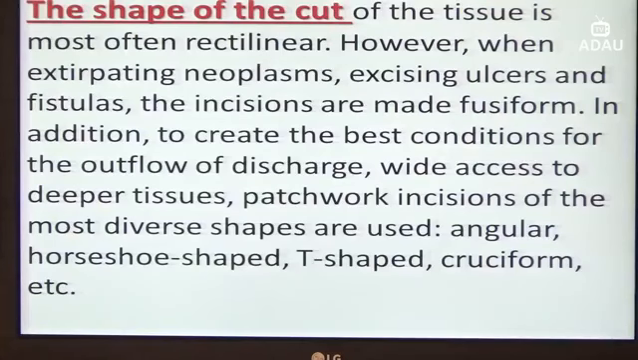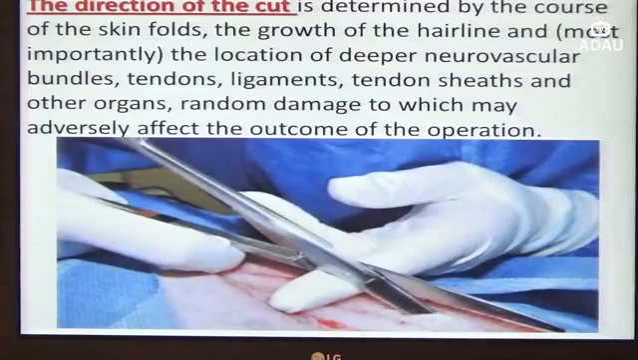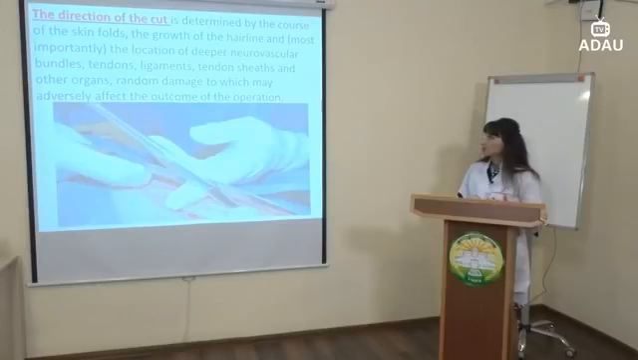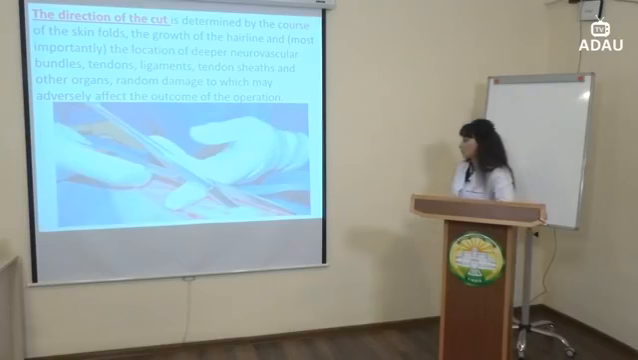For example, patchwork incisions of the most diverse shapes are used, T-shaped forms, cruciform shapes, and other shapes, but we should be attentive about that. The direction of the cut is determined by the course of the skin folds, ligaments, tendons, tendon sheaths and other organs, random damage to which may have adverse effects. And here we can see how we should cut with scissors.